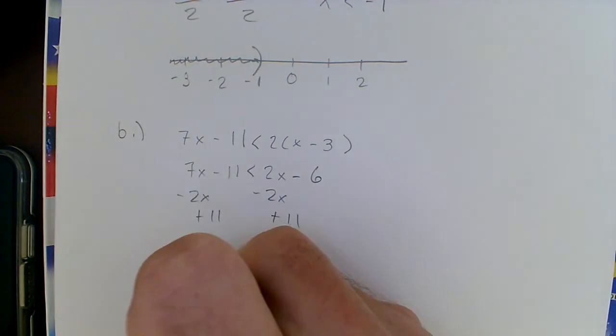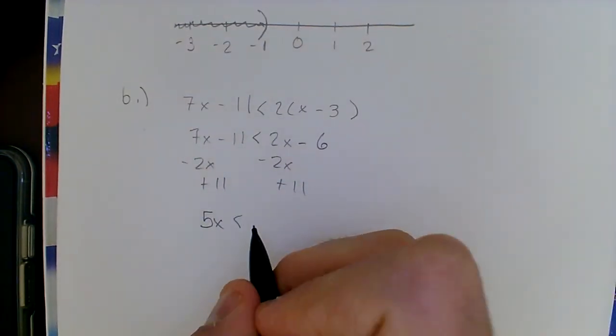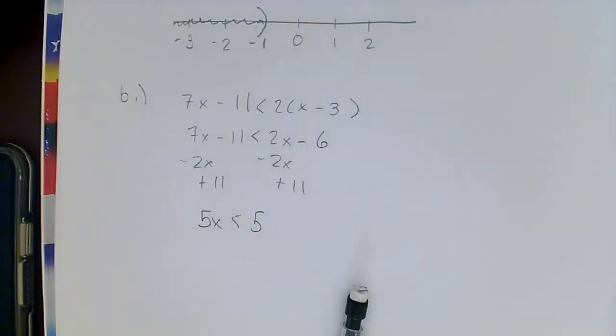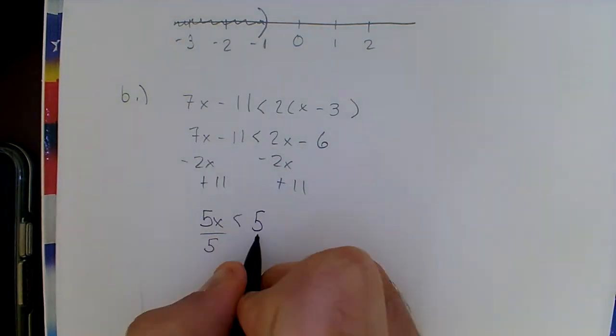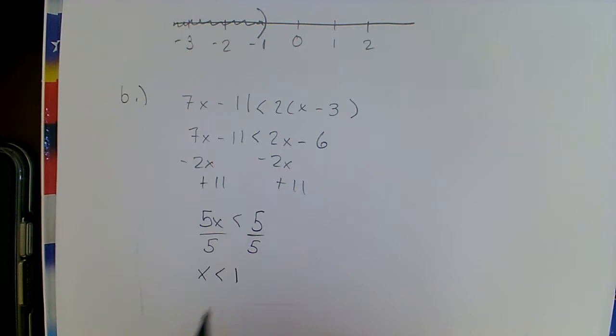So this is now going to be 5x is going to be less than, so positive 5, right? -6 plus 11. Okay, so now I'm going to divide both sides by the positive 5 so we don't have to flip the sign. So you get x is less than positive 1.